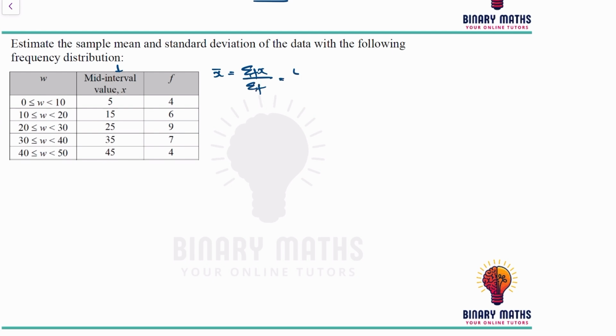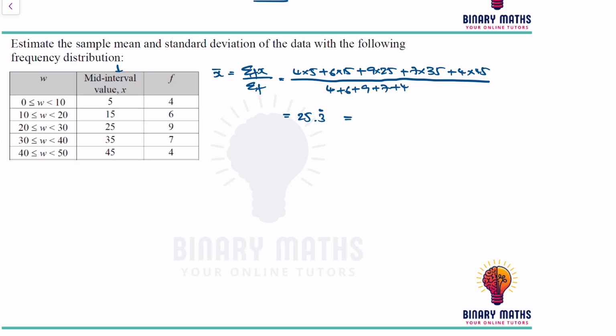That is equal to 4 times 5 plus 6 times 15 plus 9 times 25 plus 7 times 35 plus 4 times 45, all over the total frequency, 4 plus 6 plus 9 plus 7 plus 4. I get a value of 25.3 recurring from our calculator, which means it's 25.33 to 2 decimal places.